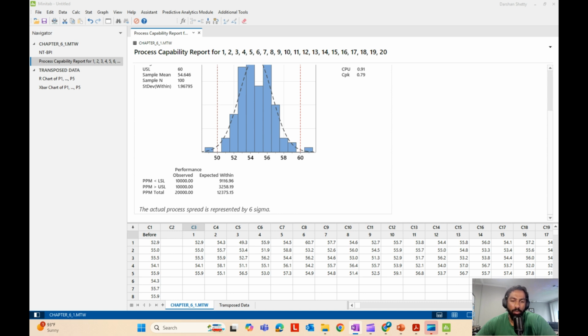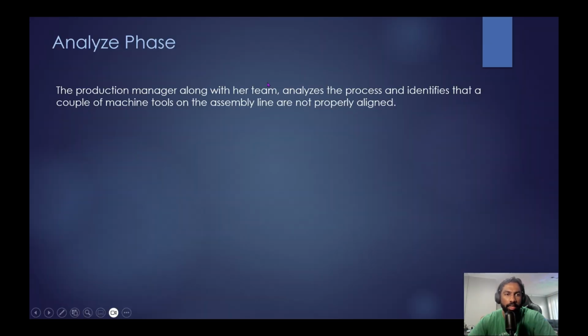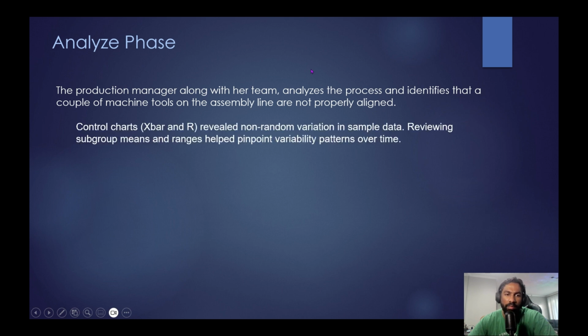And now we'll move on to the analysis phase. So after the measure phase, we move on to the analyze phase. In the analyze phase, the production manager along with her team analyzes the process and identifies that a couple of machine tools on the assembly line are not properly aligned. The reason she was able to get to this conclusion was because when we looked at the control chart, X bar and R chart, it revealed some non-random variations and also pinpointed variability patterns over time.